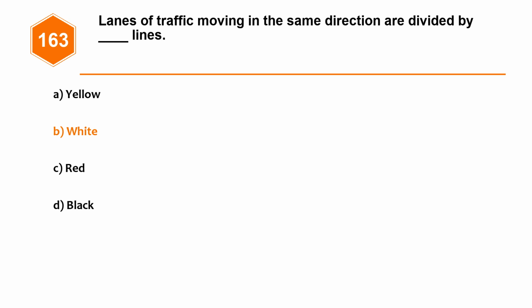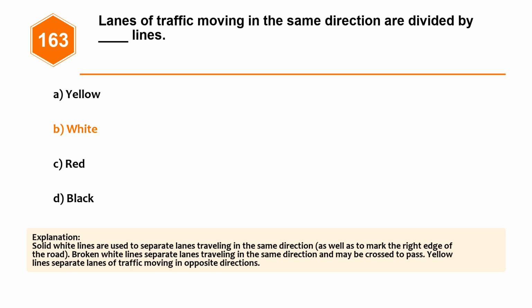The correct answer is option B, white. Explanation. Solid white lines are used to separate lanes traveling in the same direction as well as to mark the right edge of the road. Broken white lines separate lanes traveling in the same direction and may be crossed to pass. Yellow lines separate lanes of traffic moving in opposite directions.